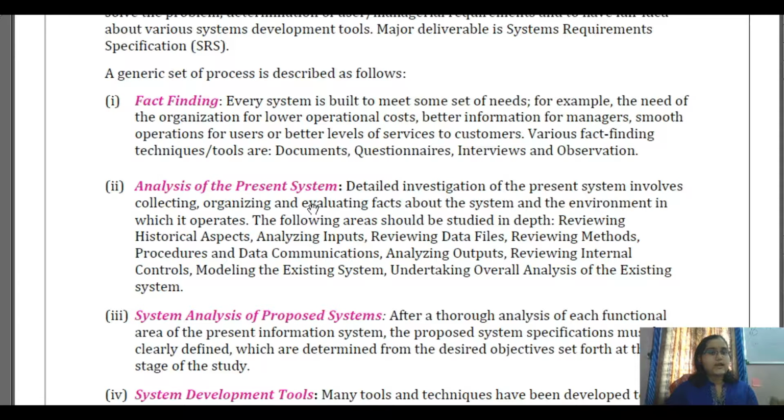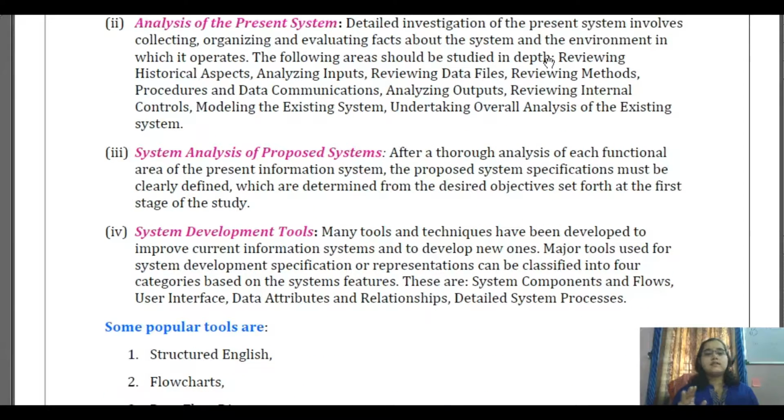Now we have seen fact finding and analysis of the present system. Now let us see analysis of the proposed system. Once the present system has been analyzed, we come to a meaningful position where we can understand how the proposed system should be. So the analysis of the present system helps in understanding what the proposed system should be.